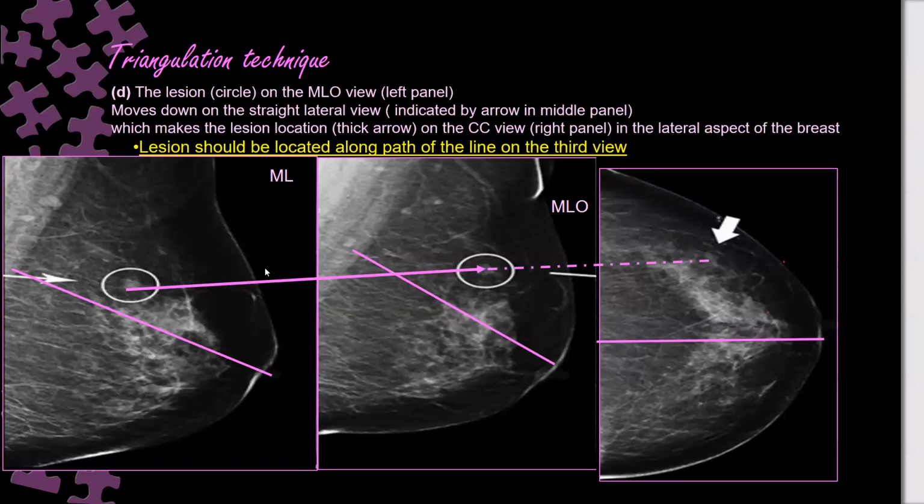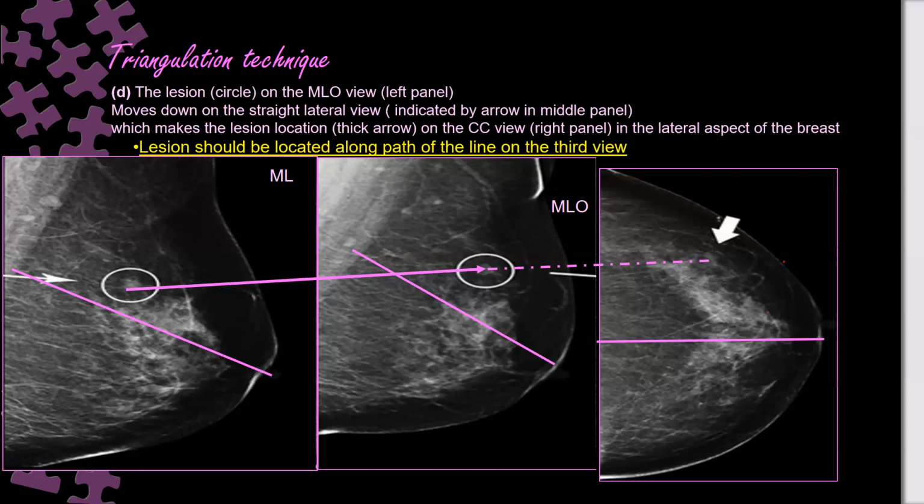You will arrange the straight lateral on the left, the MLO in the middle, and the CC view on the right. You will draw a line from the ML to the MLO, and then you will continue the path. So you will find the lesion on the CC view like this. It is lateral because it moves down.